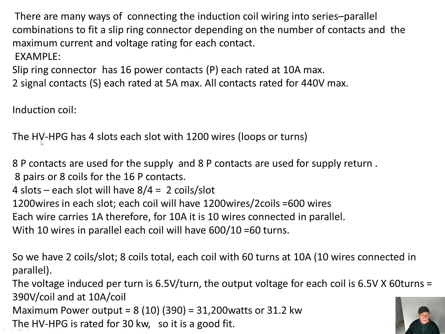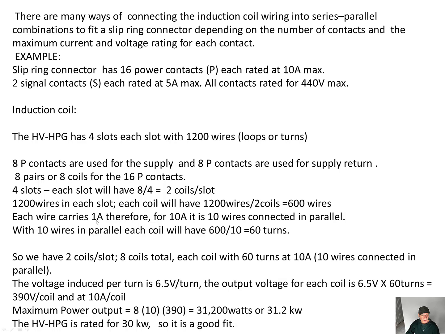Induction coil. The high voltage homopolar generator has 4 slots, each slot with 1200 wire loops or turns. 8 P contacts are used for the supply side and 8 P contacts are used for the supply return. That's 8 pairs, or 8 coils, for the 16 P contacts. With 4 slots, each slot will have 2 coils. With 1200 wires in each slot, each coil will have 600 wires.